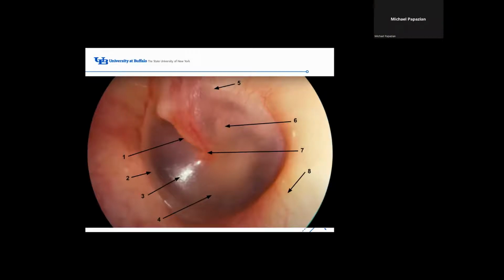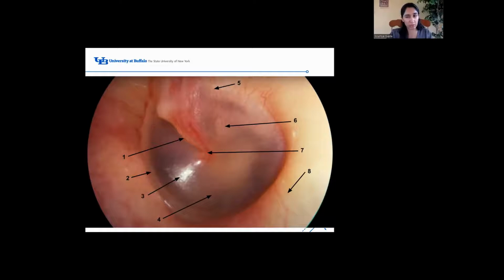The manubrium of the malleus. Mm-hmm. How about number 2? That's pointing along the entire outside of the annulus. Mm-hmm. How about number 3? Cone of light. Correct. How about 4? It's pretty much this entire part of the tympanic membrane. Pars tensa. How about number 5? Pars flaccida. Correct.